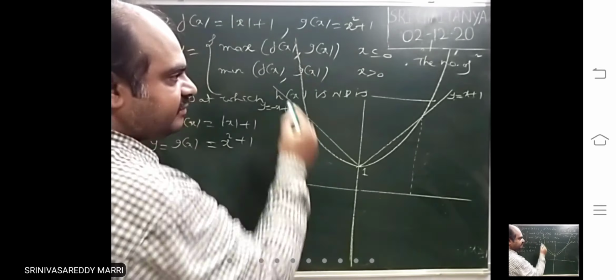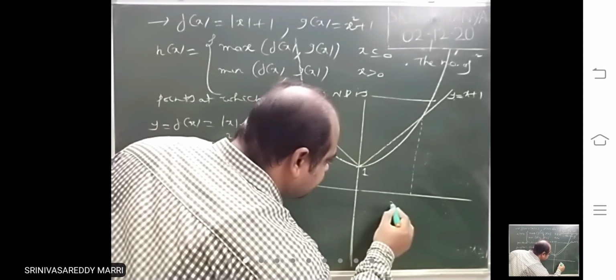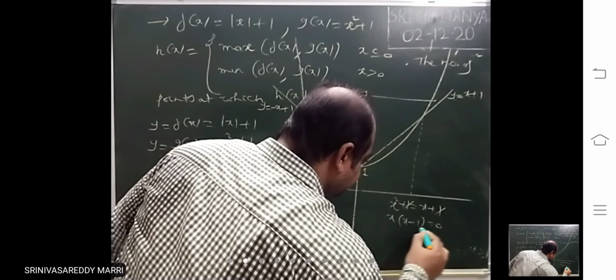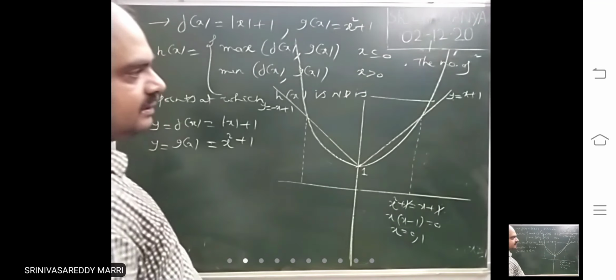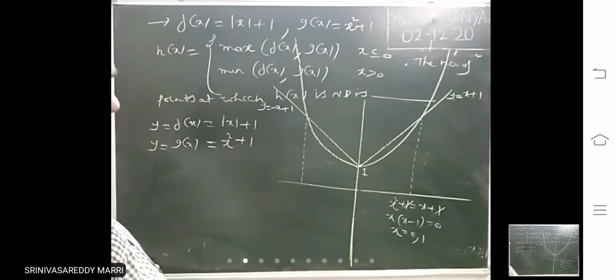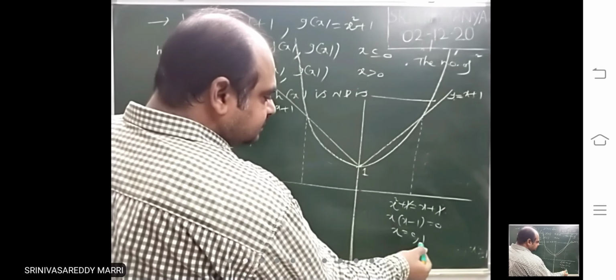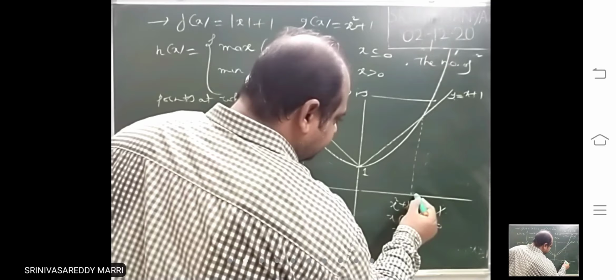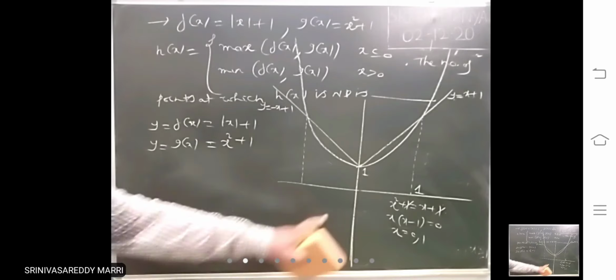So this curve is what? y equal to x square plus 1. This point I am calculating. Look at x square plus 1 equal to x plus 1. That means x into x minus 1 equal to 0. So this is 0, 1. So that means, it cannot be 0, no? It cannot be 0. So it must be what? 1. This is 1. Right?